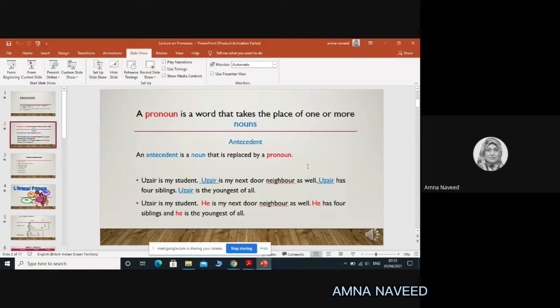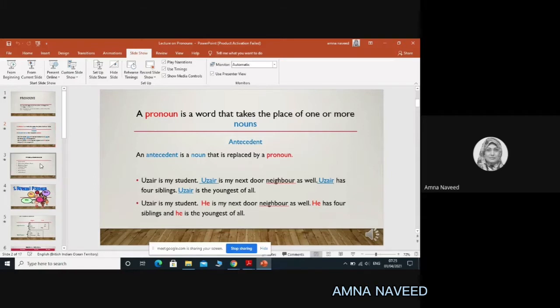So, pronoun is a word that takes the place of one noun or more nouns, and antecedent is a noun that is replaced by a pronoun. So whenever there is a noun in a sentence and it has been replaced by a pronoun, that particular noun will be known as an antecedent. For example, Uzair is my student, he is my next door neighbor as well. So in this particular sentence, he is a pronoun and its antecedent is Uzair. So this was a new thing that we had discussed in the previous class.